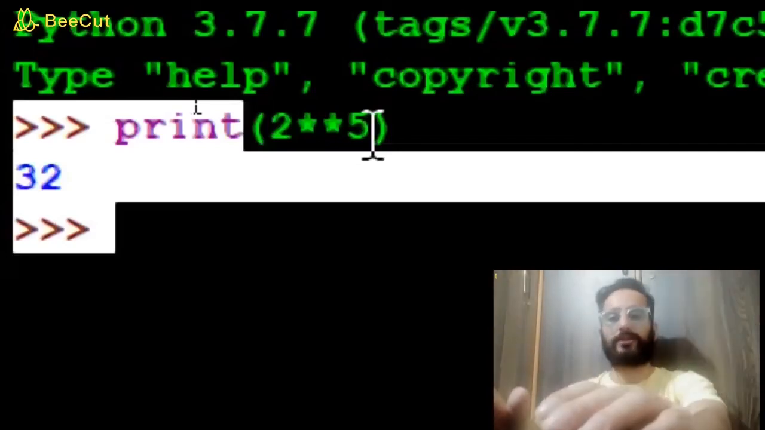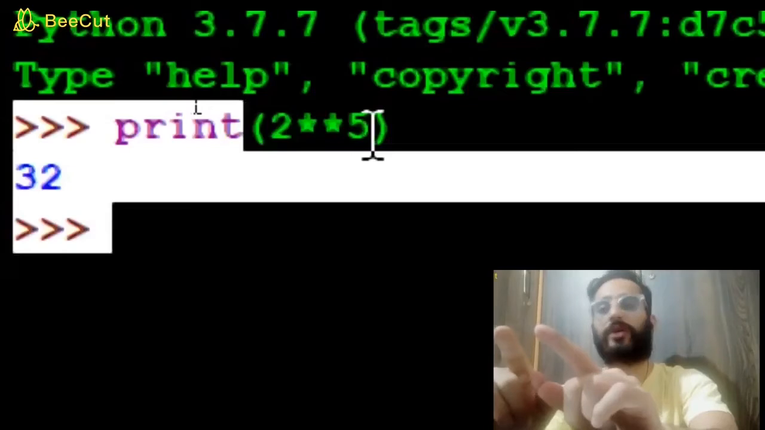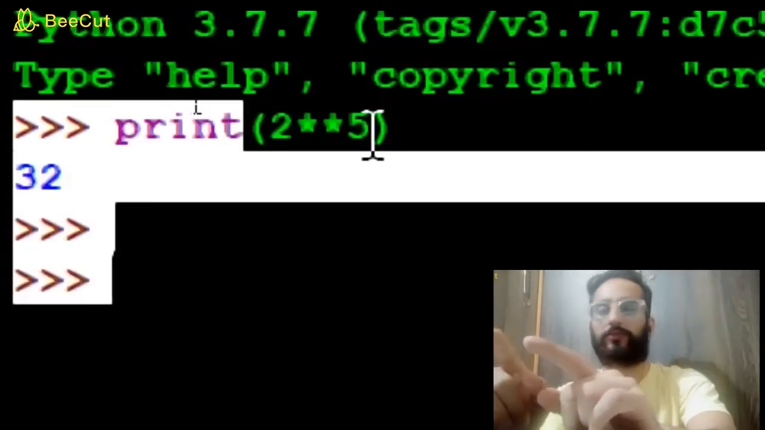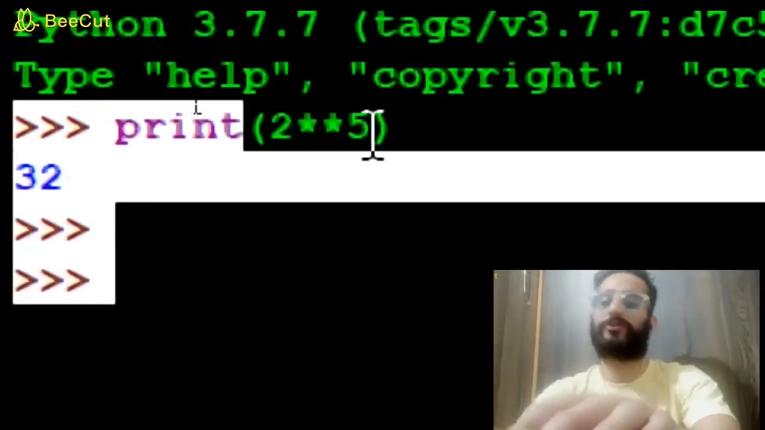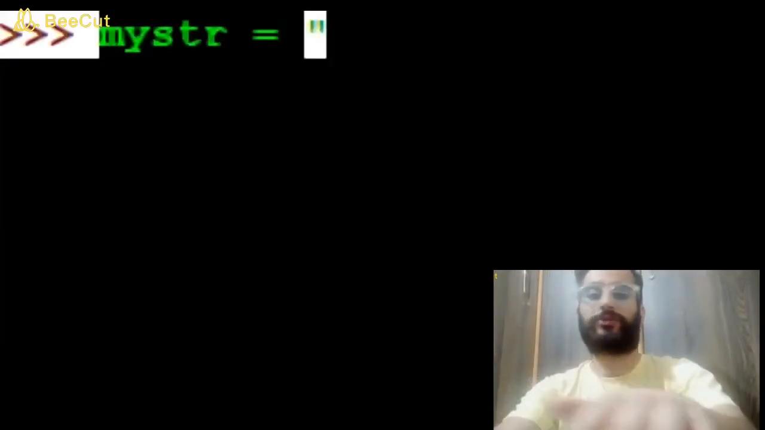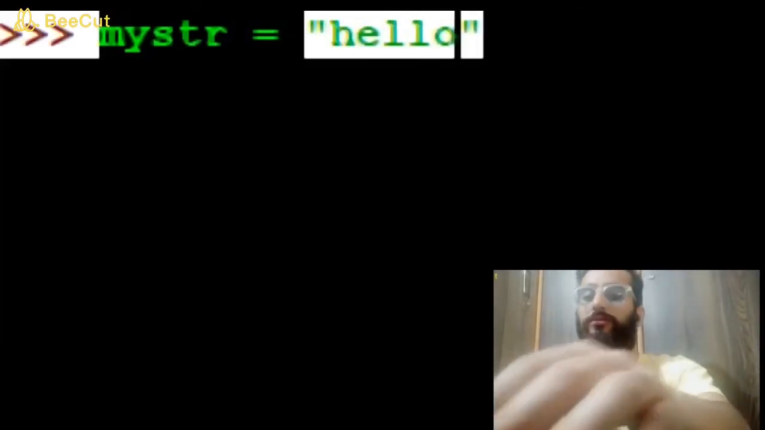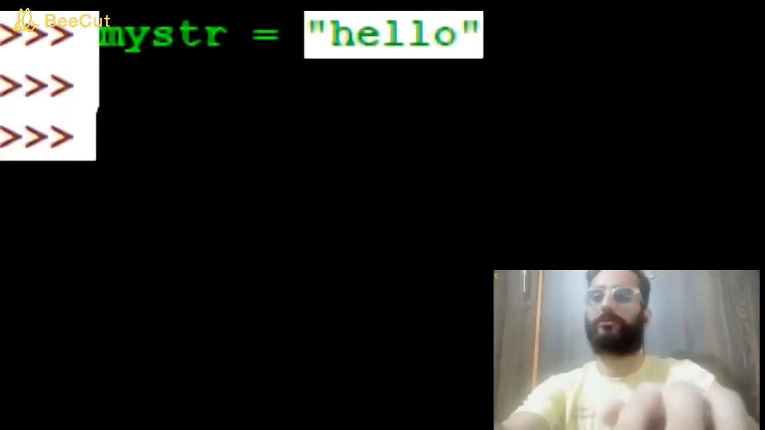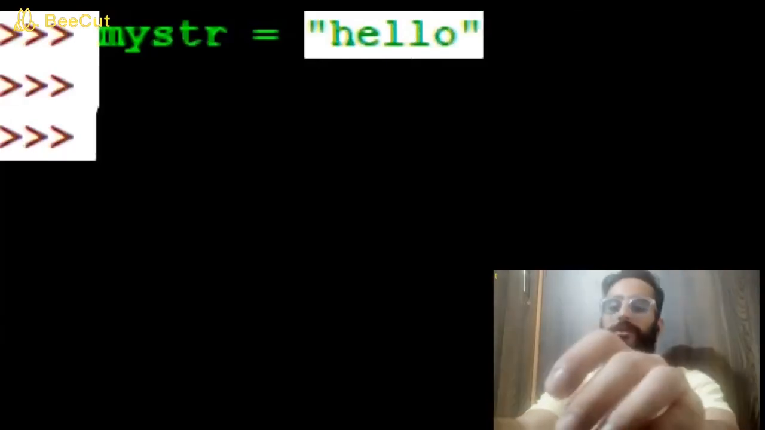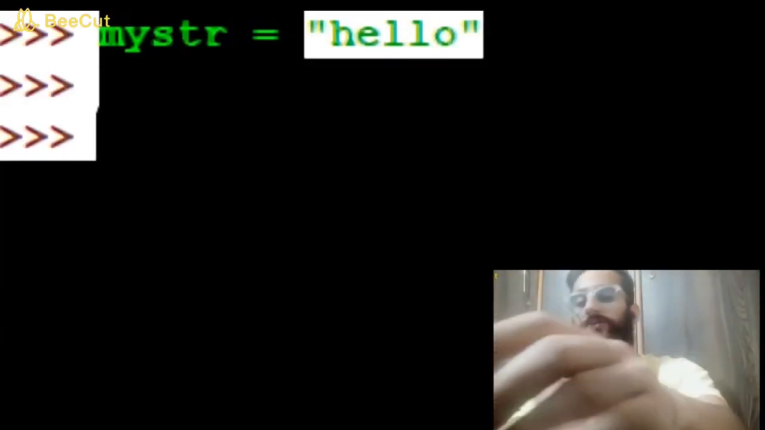Coming next is the same operations we'll do with strings. These were all the operations we had done with numbers only, floating point numbers and integers, and now we do the same operations with strings. Let's take an example. Suppose my string is equal to hello. Now let's use the plus symbol, that is the addition symbol. Now let's see what happens.